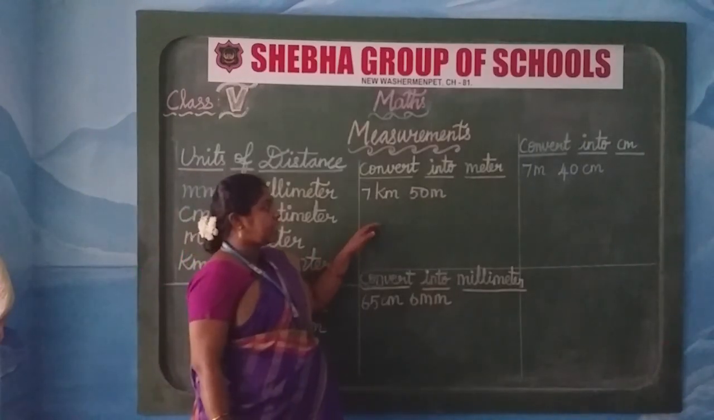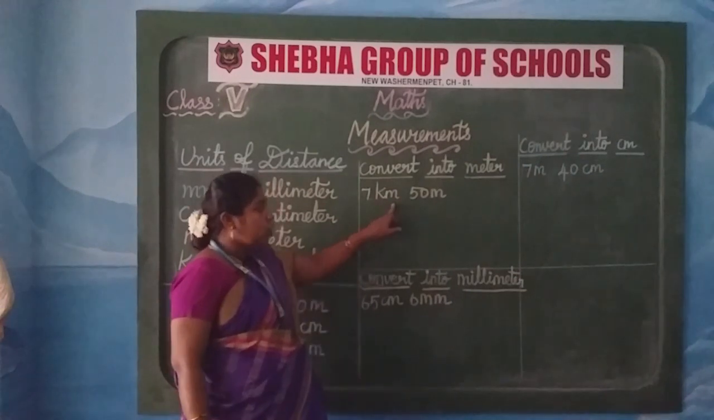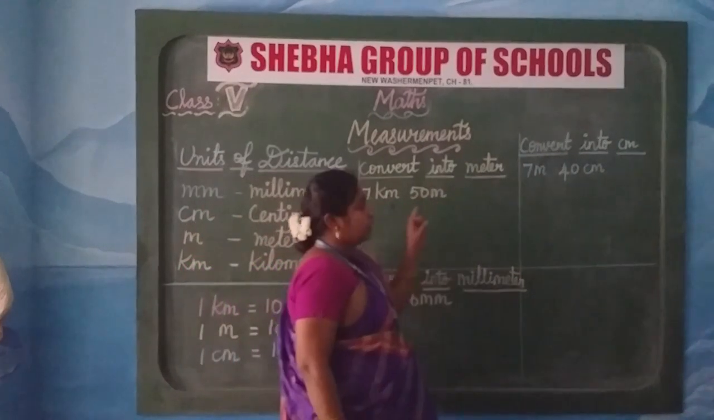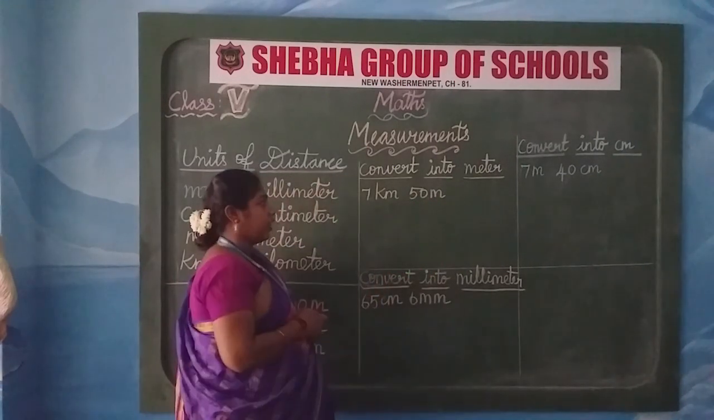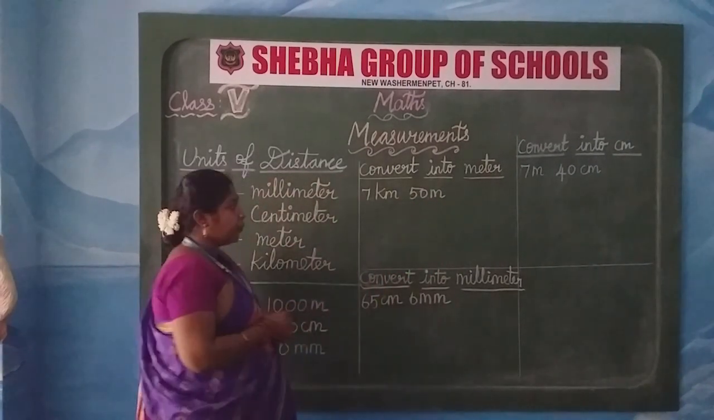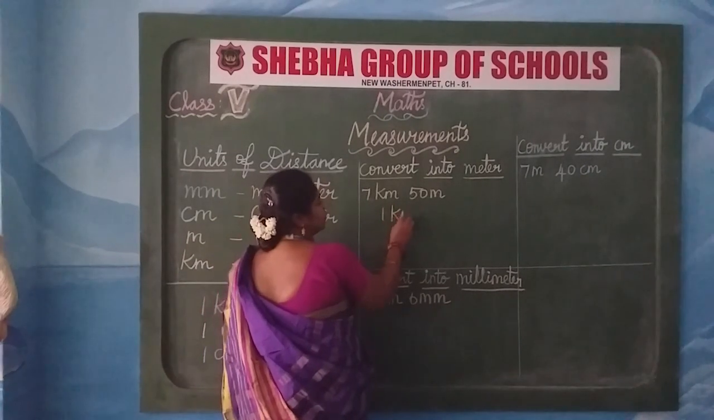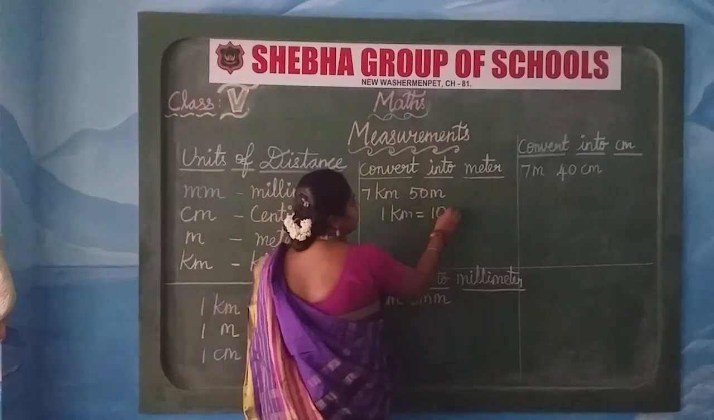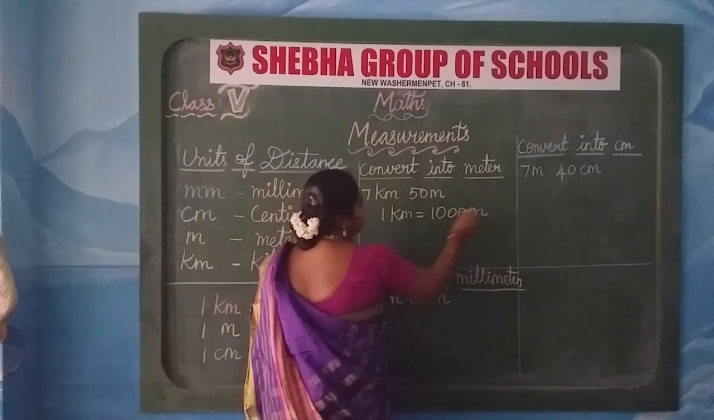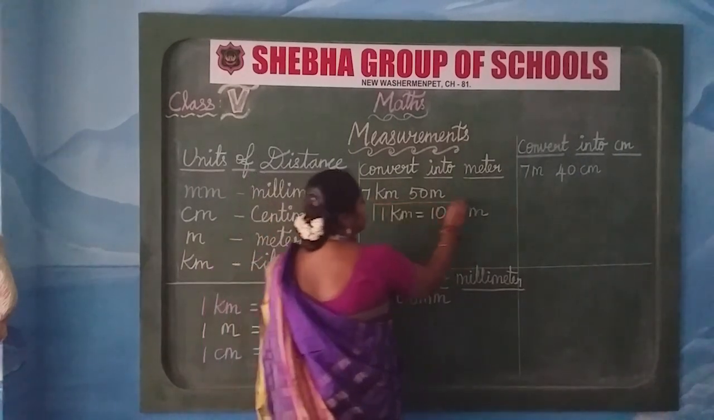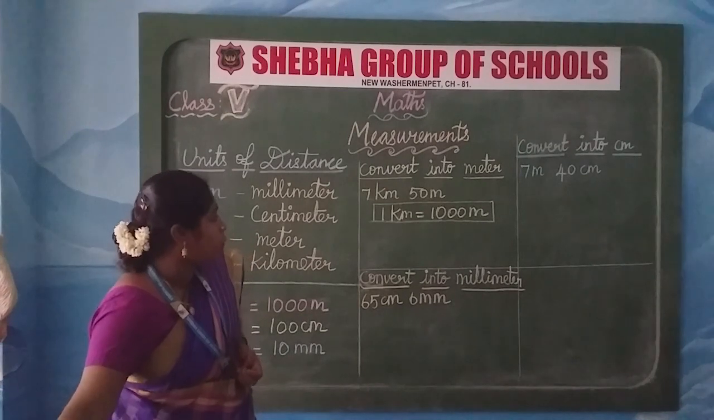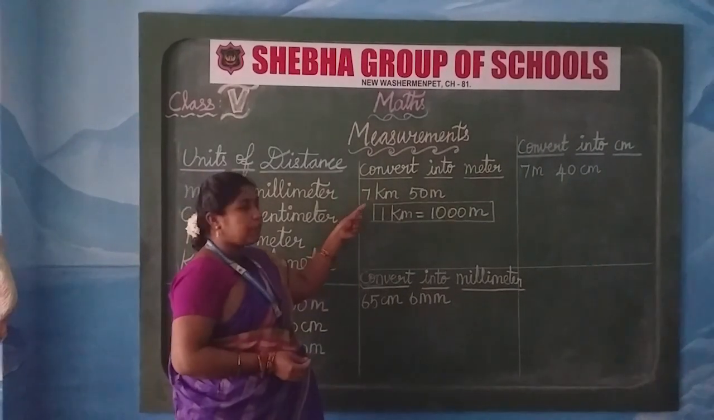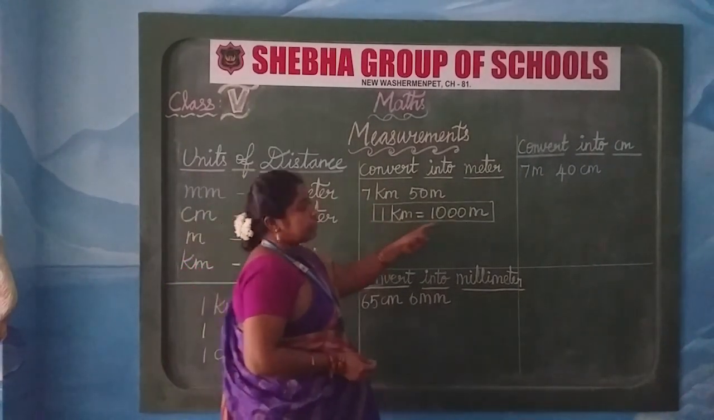Students, first we see how to convert kilometer into a meter. Kilometer is the biggest unit and meter is a smaller unit. First, I have told you 1 kilometer is equal to 1000 meter. So using this, we can change kilometer into a meter. Come on children, what do we have to do? We have to multiply the kilometer with 1000.